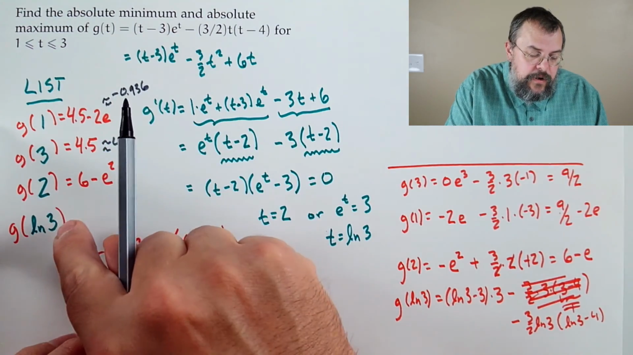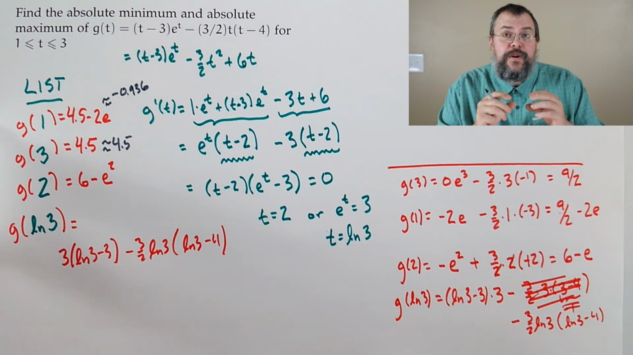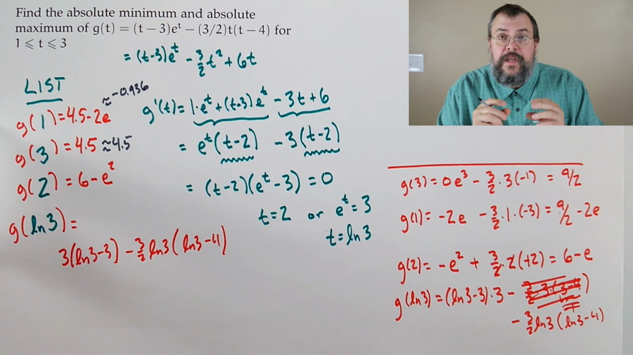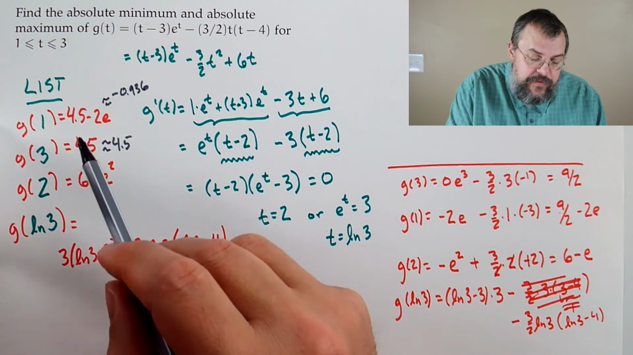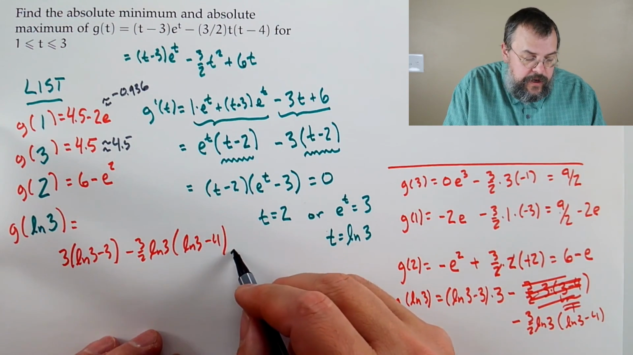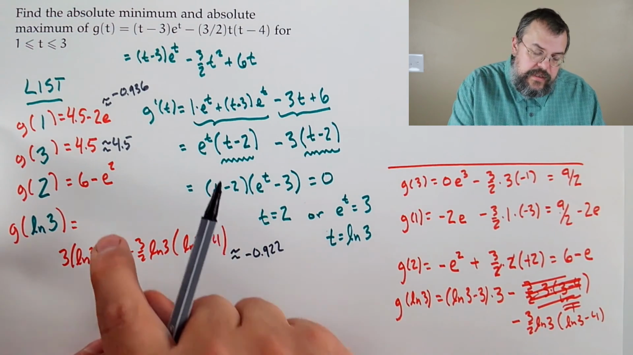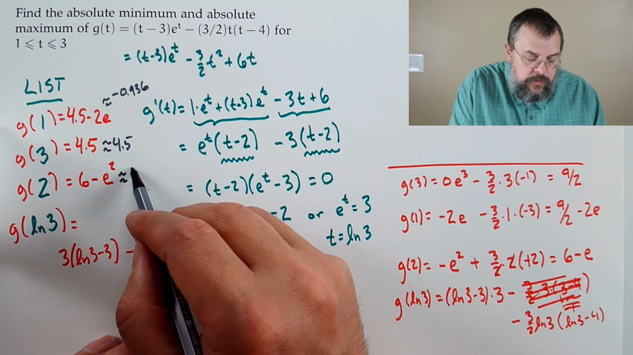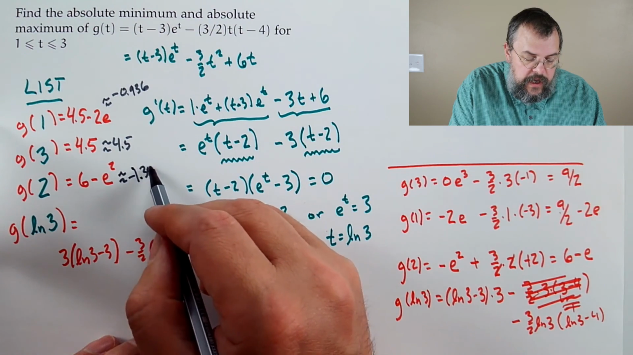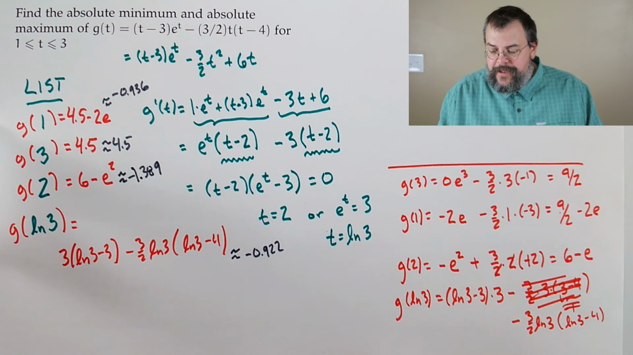Now, log 3 is close to 1 because the number 3 is close to the number e, 2.71828. And so they're not very far apart from each other. And so it shouldn't surprise you that g of log 3 is not very far from g of 1. It turns out it's approximately negative 0.922. Now the last thing, 6 minus e squared, well, that's approximately negative 1.389.